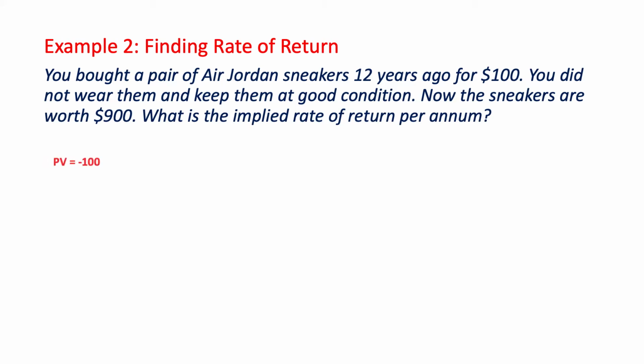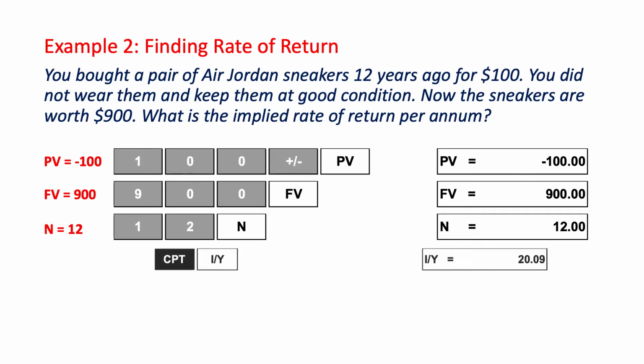PV is equal to negative 100. Don't forget to enter this as a negative amount, otherwise we will come up with an error when finding the rate of return. FV is equal to $900, N is equal to 12 as there are 12 years to go, and the question does not mention the compound frequency, so we'll assume it to be 1 automatically. Just follow these steps to enter these values, after which we press CPT and IY.